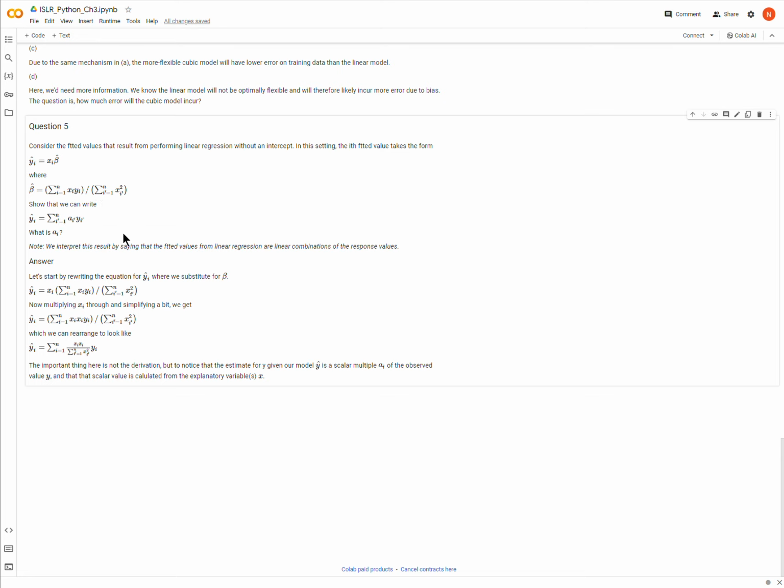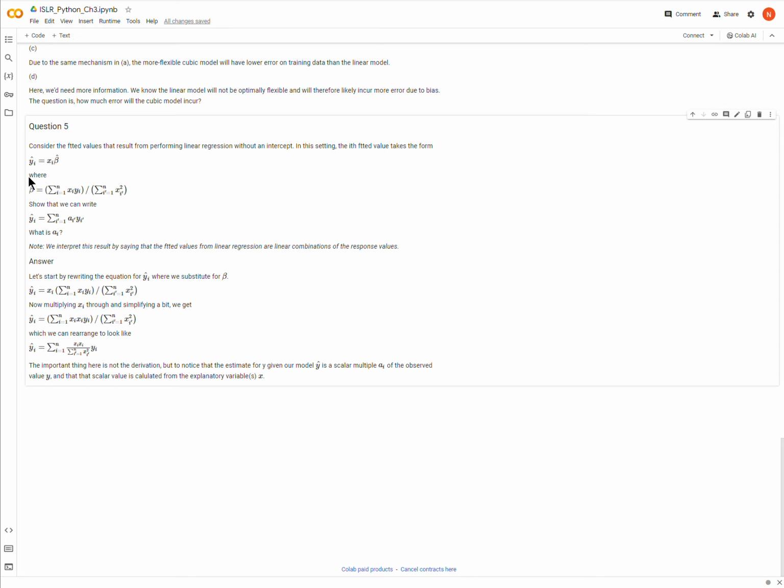So we're meant to show that we can write y hat as this, where instead of x beta we have a y. And we're also meant to answer what is a_i. We'll get to the interpretation here in a second, that's just part of the question. But it's really pretty simple.